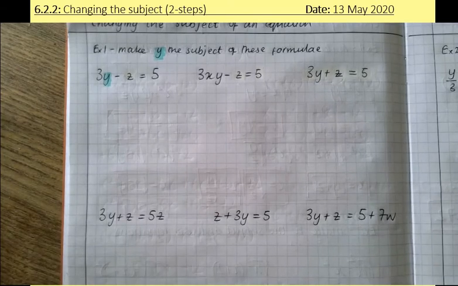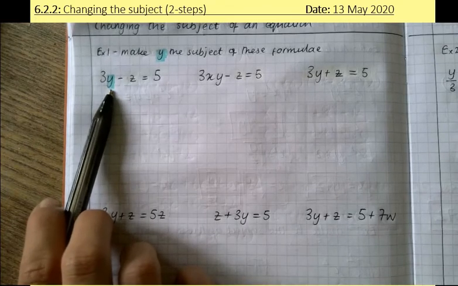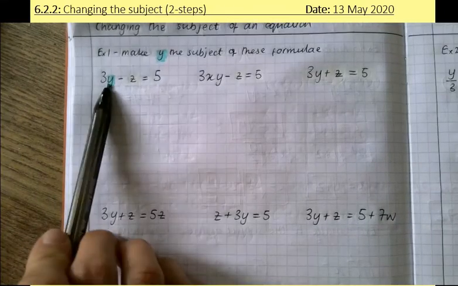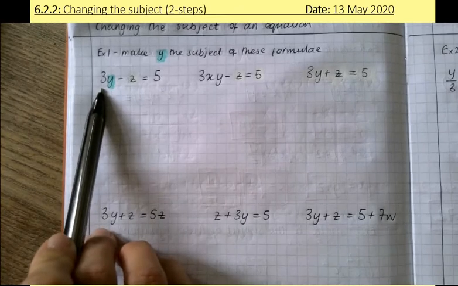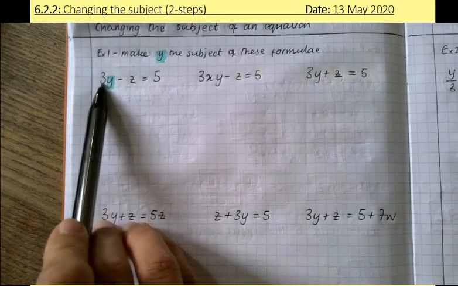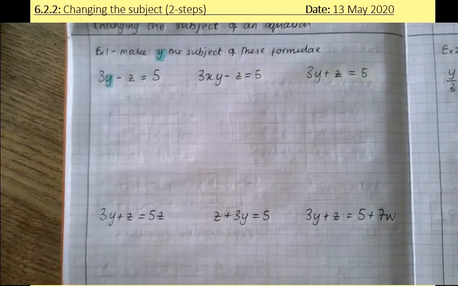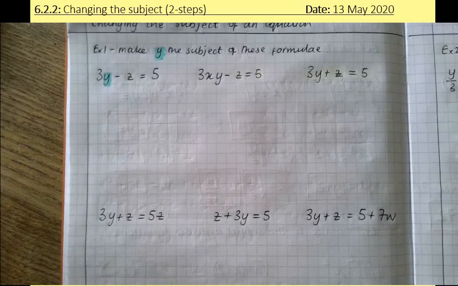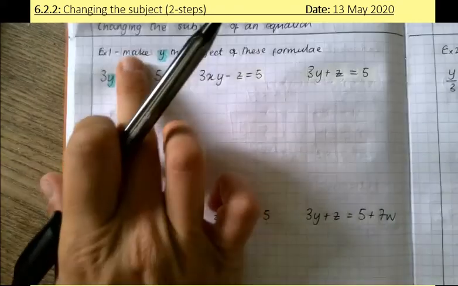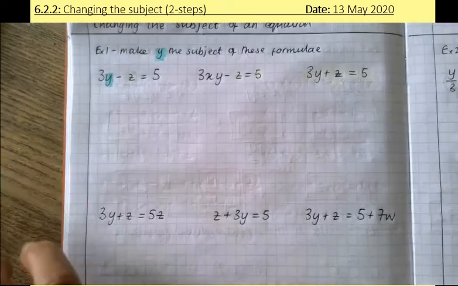Now, when we start to undo all of the things that are being done to y, one way to think about this is to think in a reverse order of BIDMAS. So if we think about y is being multiplied by 3 and then subtract z, because in BIDMAS we would multiply before we would subtract. Now to start to undo all of this we're going to work backwards, so we would actually sort out this subtraction first and then sort out the multiplication. So that's what we're going to do.